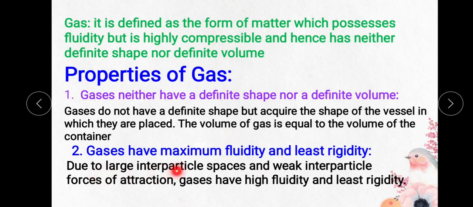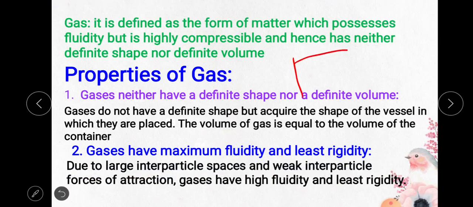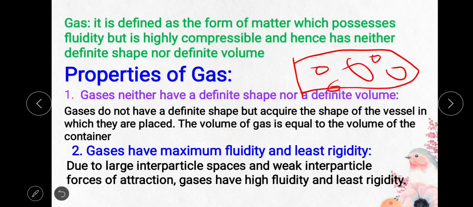Due to large interparticle spaces, here interparticle spaces in solids are less, and in gases here is one particle, here another particle, here another particle. So interparticle distances are more here. So due to these large interparticle spaces, or weak interparticle force of attraction, gases have high fluidity and least rigidity.